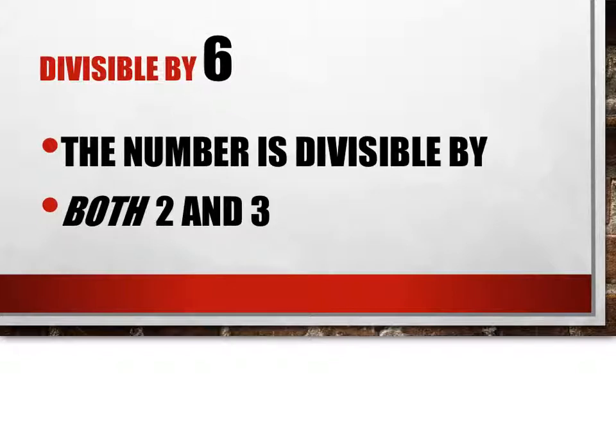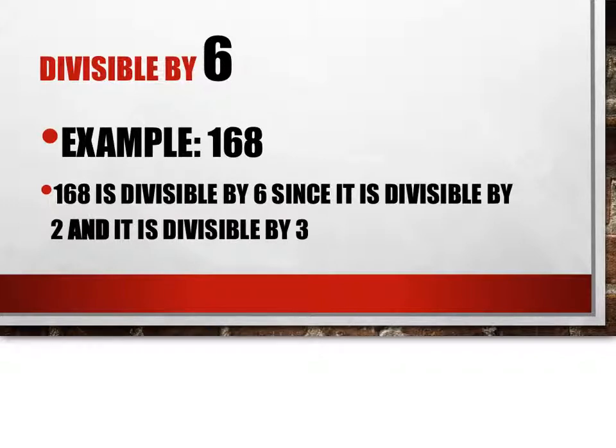So now we're going to take a look at numbers that are divisible by 6. The rule is the number has to be divisible by both. See that word both. Repeat that word both. Say it nice and loud. Both 2 and 3. And so we're going to take a look at our number 168. You might remember that number from the rules that are divisible by both 2 and 3. And so we can say 168 is divisible by 6 since it is both divisible by 2 and it is divisible by 3.